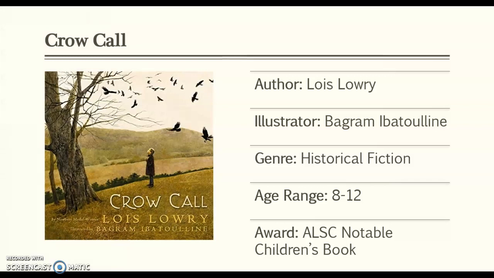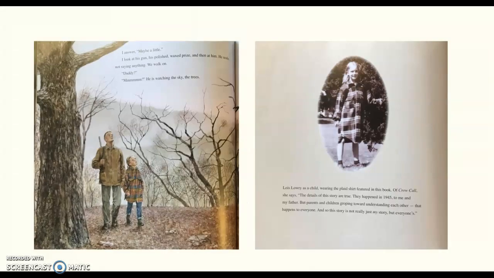Now we have Crow Call by Lois Lowry, and this story is about a little girl who meets her father who comes back from World War II, and the 2 go crow hunting together. It's a very charming story, and you can see here the similarities between the character of the little girl and Lois Lowry as a child.